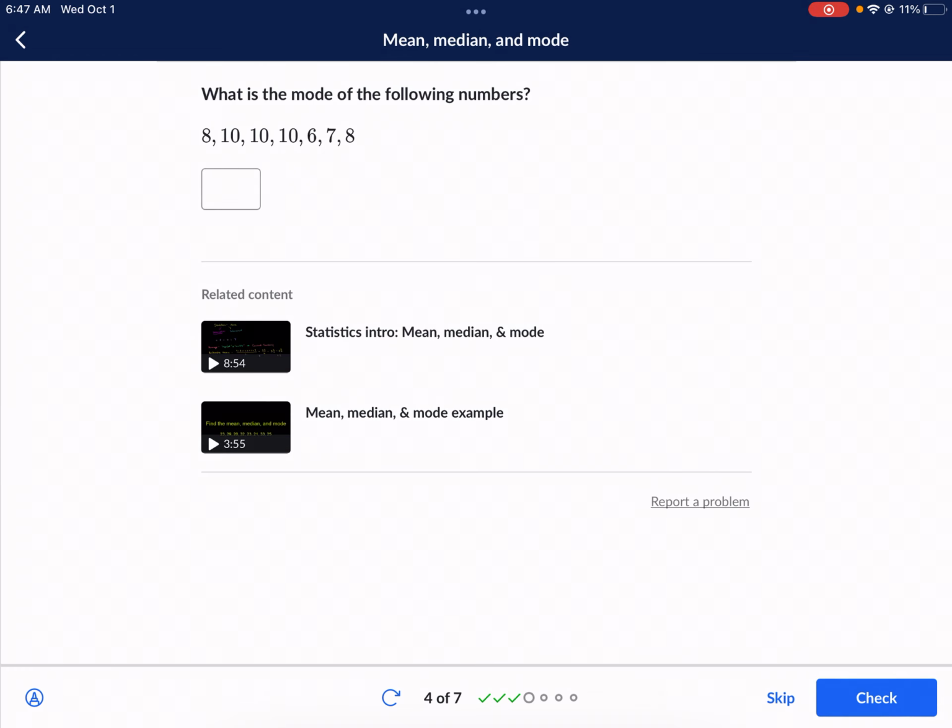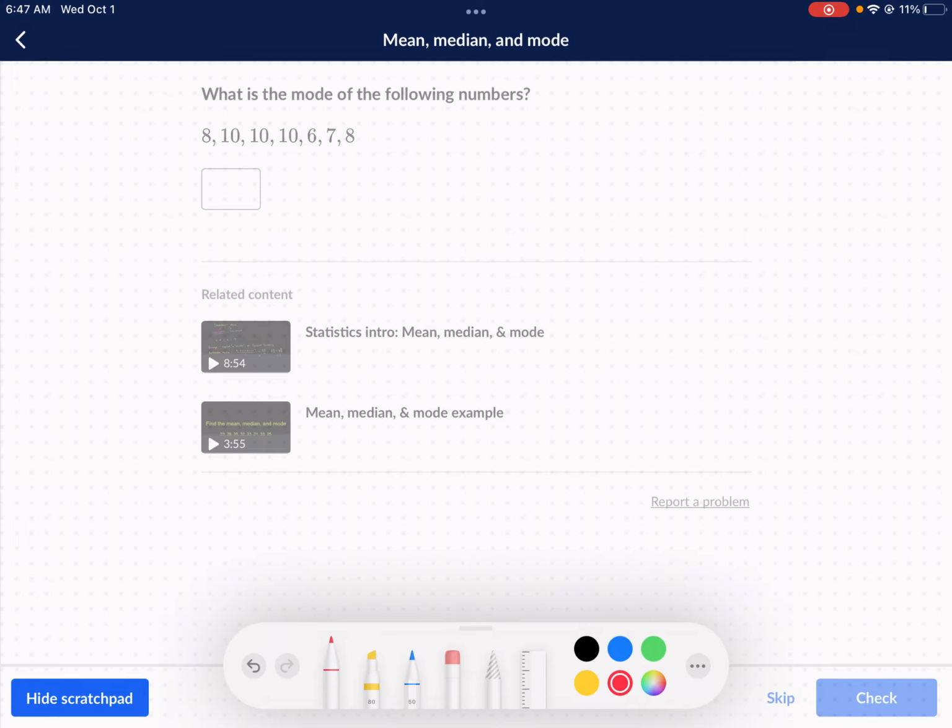What is the mode of the following numbers? Okay, so we have mean. That was when we had the sum divided by the count. The median, where we find the middle. And the mode, which is the most. So I'm just going to write that out. So mean equals sum over count. Median equals the middle. And mode, I think that's the easiest one, is the most.